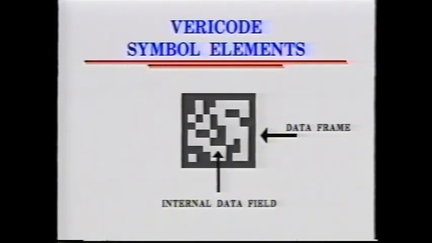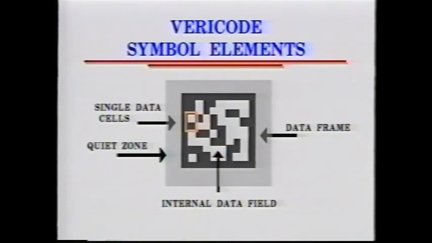The Vericode Symbol's elements consist of a solid frame which serves as the outside border of the data field matrix. All data is contained within this boundary. Within this data frame is the internal data field matrix. This field is comprised of single data cell units which represent binary data. In this code, the data cells are either black or white. However, they do not have to be black or white as long as there is adequate contrast to distinguish a difference.